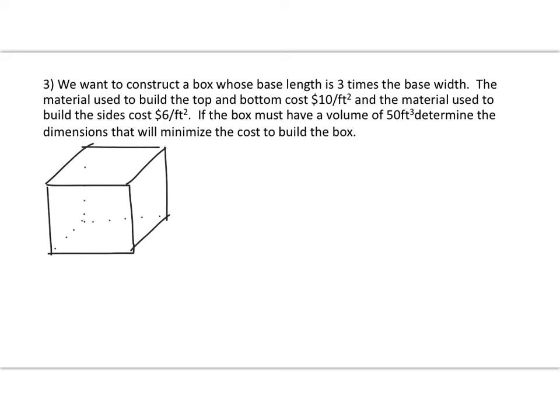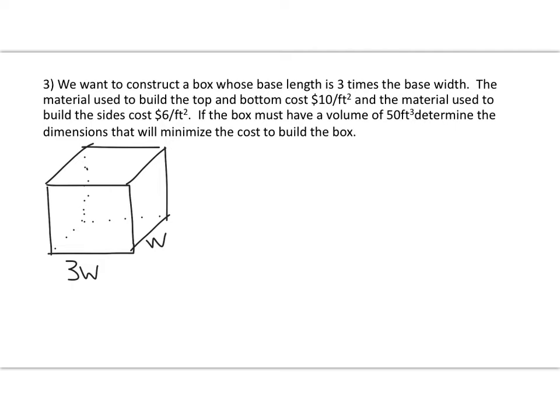Okay, there's my rough sketch of my box. And it says the base length is 3 times the base width. So here's my base width, so its length is 3w. It told me that the cost to build the top and bottom of the box are $10 per square foot, and the material used to build the sides is $6 per square foot.